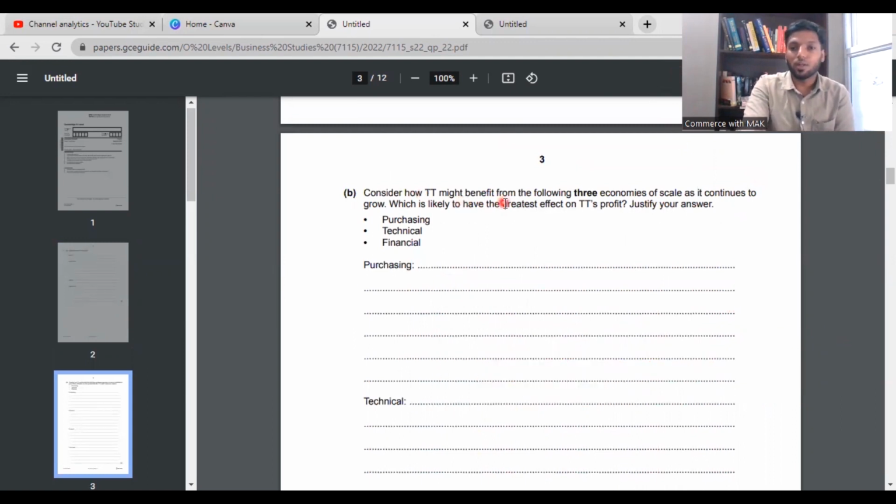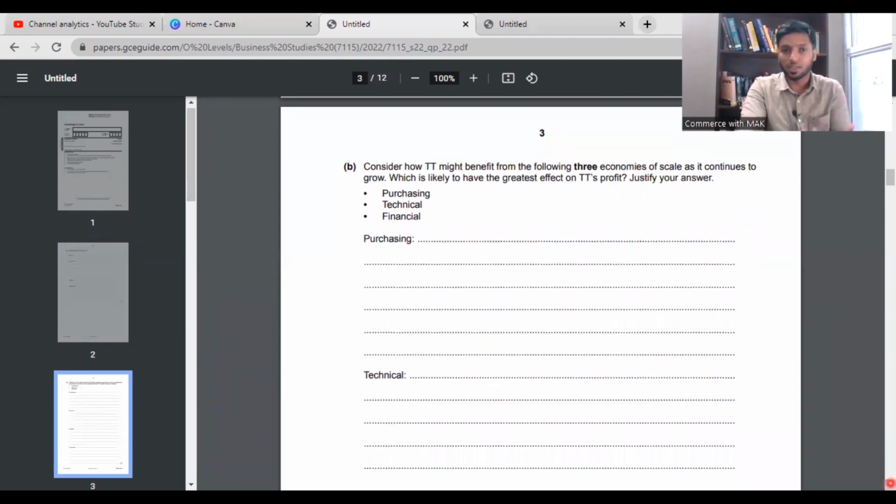Consider how TT might benefit from the following three economies of scale as it continues to grow, which is likely to have the greatest effect on TT's profit. Justify your answer: purchasing, technical, financial. So now I'm going to speak about all these three. By purchasing, what economies of scale can they achieve? Technical, what economies of scale can they achieve? And financial, what economies of scale can they achieve? So let me start with the first one, purchasing.